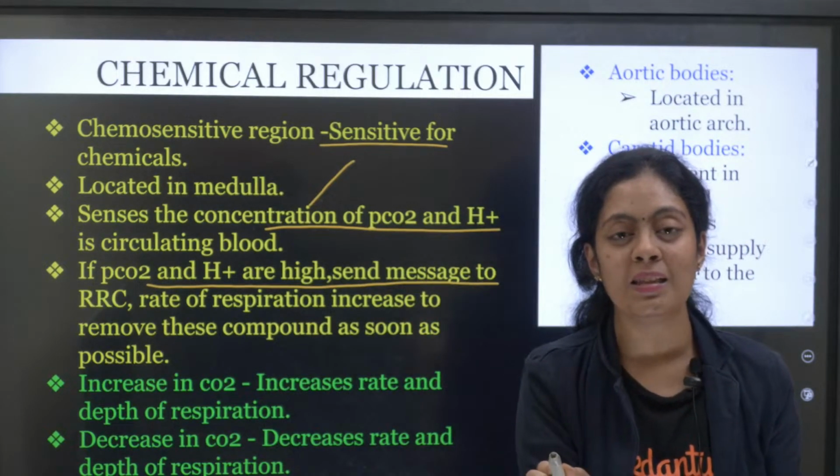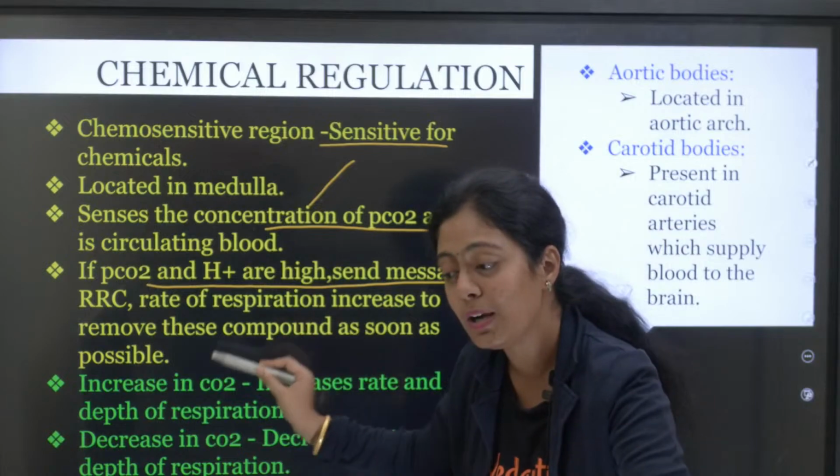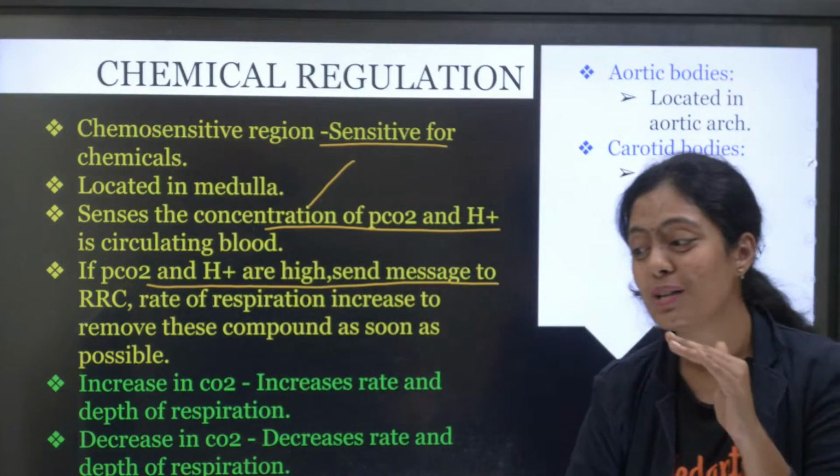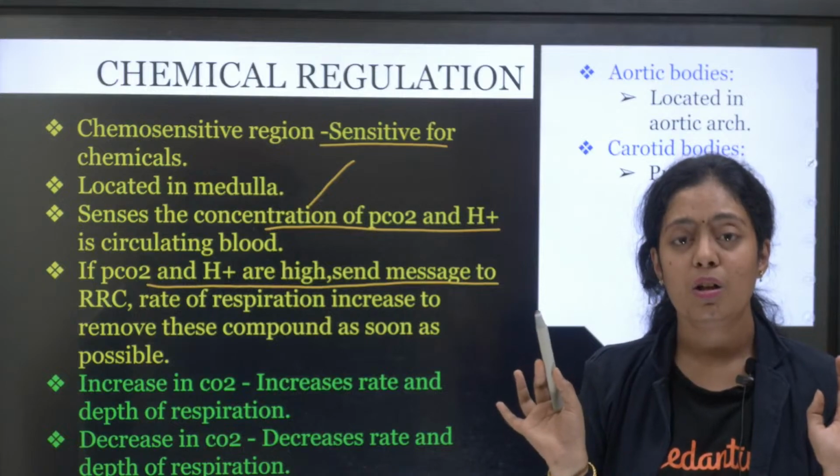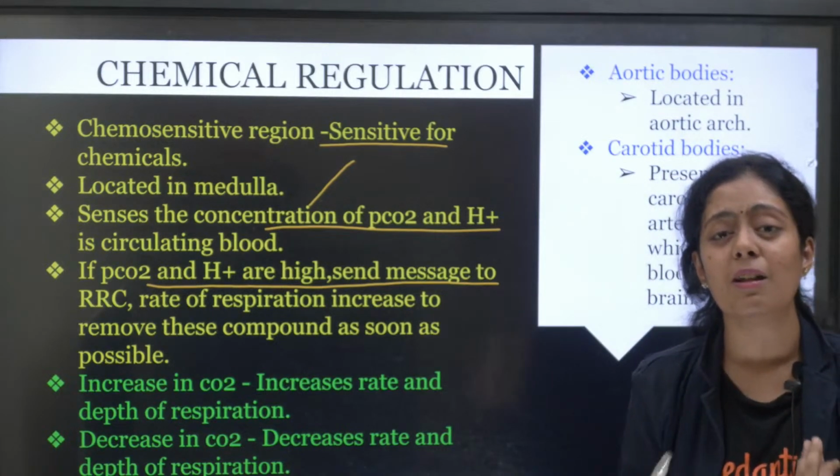Where is the respiratory rhythm center present? It is present in your medulla oblongata, and the rate of respiration increases to remove these compounds as soon as possible. So how beautifully your system has developed, look.